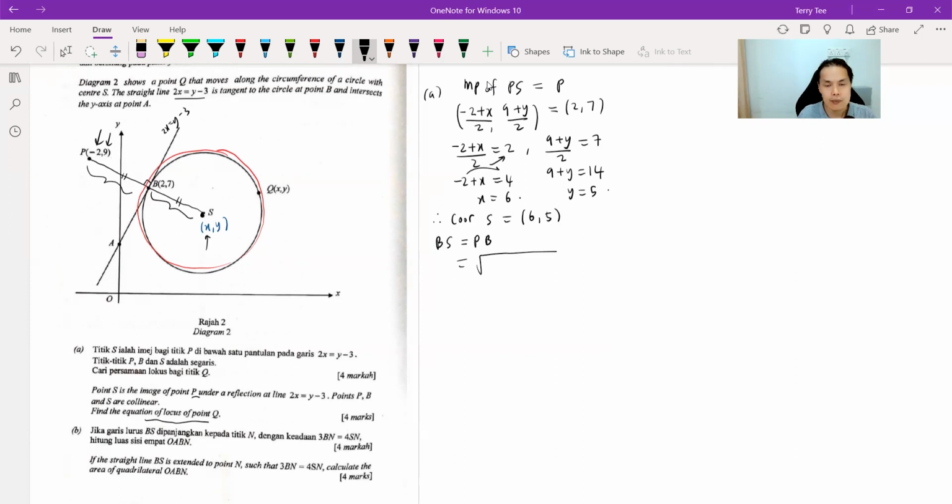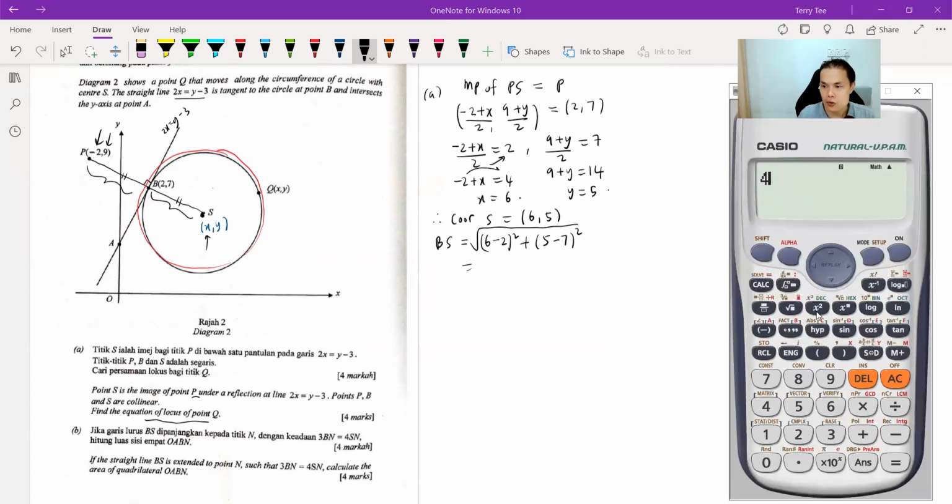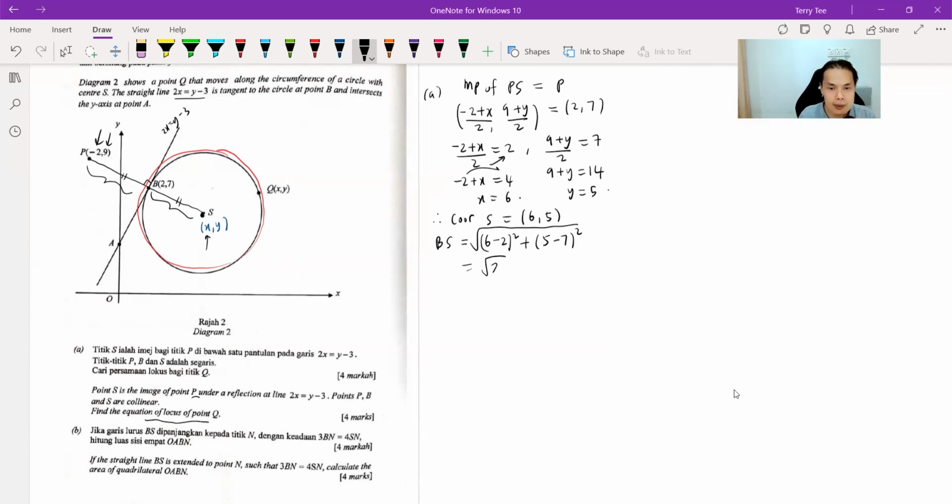Now, you can also use BS since I know point S. Maybe I just write S straight here. It's the square root of (6 minus 2) squared plus (5 minus 7) squared. This is 4 squared and 2 squared. You can use a calculator. 6 minus 2 is 4, you square it. 5 minus 7 is minus 2, squared, the same as 2 squared. So this will give us the square root of 20. Q is a moving point such that its distance from point S is constantly square root 20, the same as the length of BS. So we know QS is square root 20.